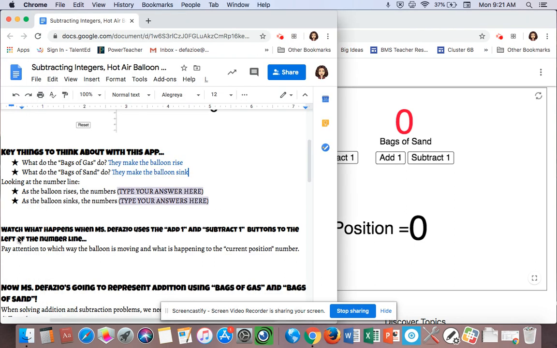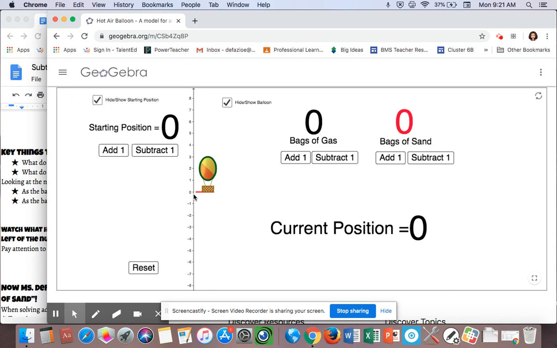On the other hand, as the balloon sinks, so the second bullet here, as the balloon sinks, the numbers are getting lower. They're getting smaller, or they're getting more and more negative. So as the balloon sinks, the numbers are getting smaller and more negative.